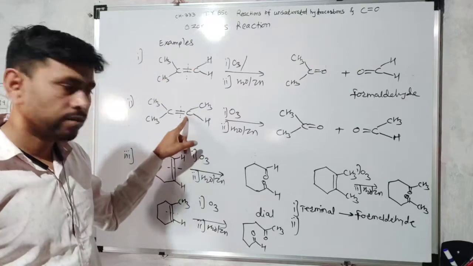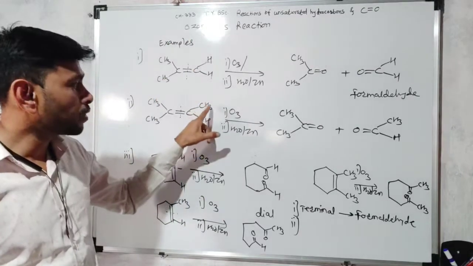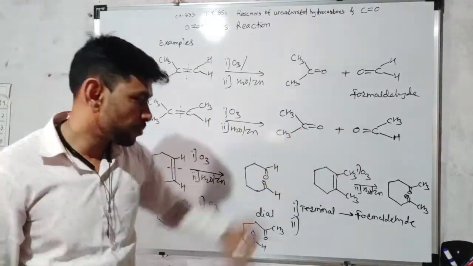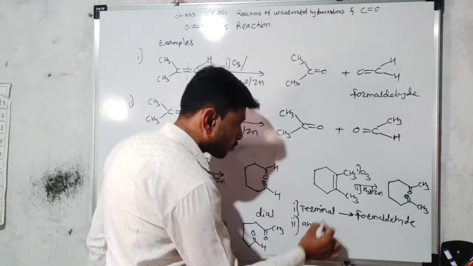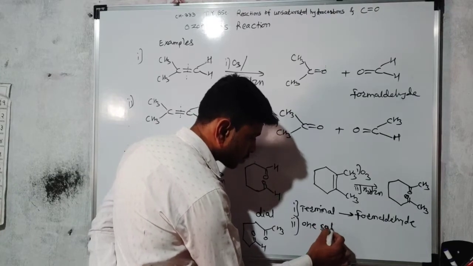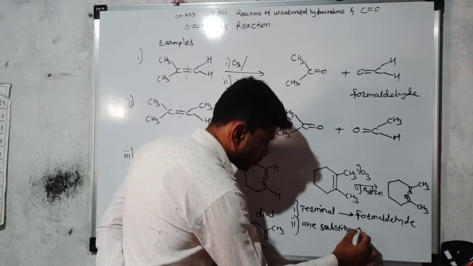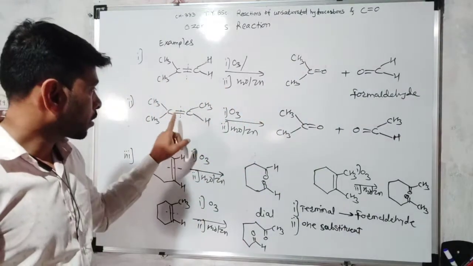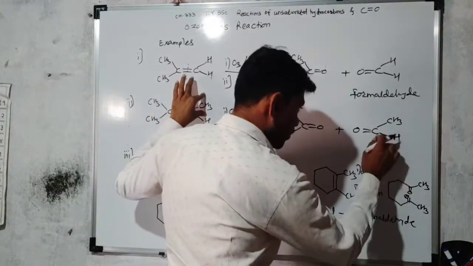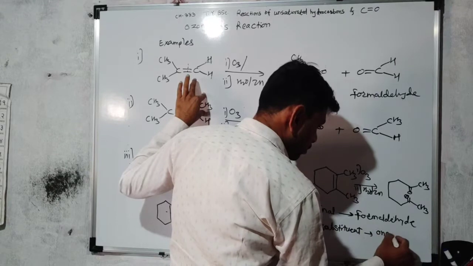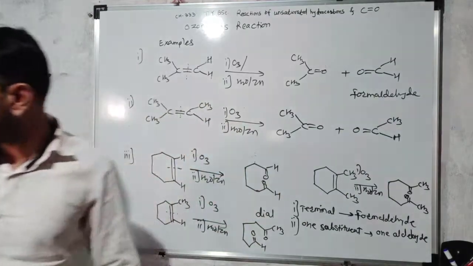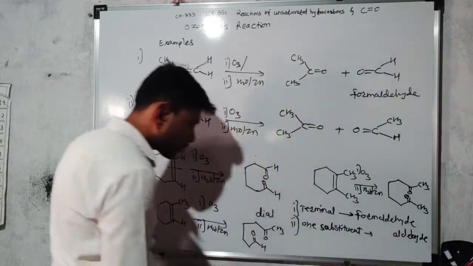See second, if the double bonded carbon contains one substituent, then one of the products must be an aldehyde. If the double bonded carbon has one substituent, due to which we obtain one aldehyde as a product. One of the products is an aldehyde.